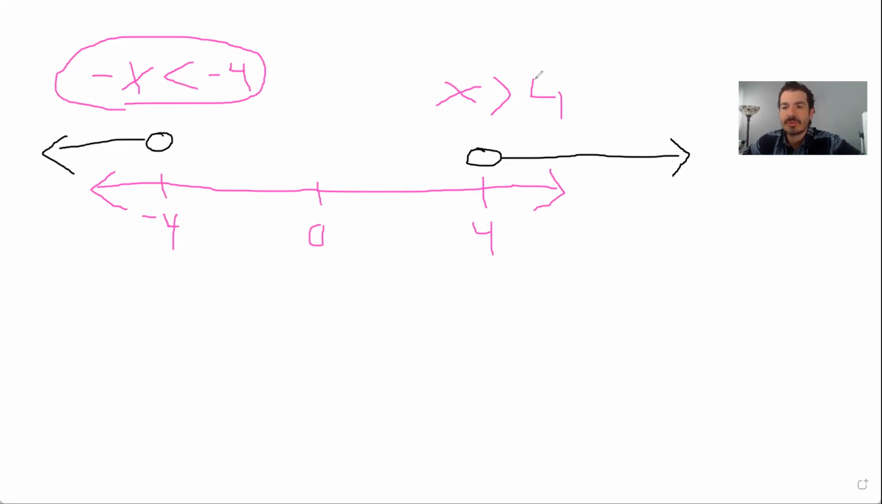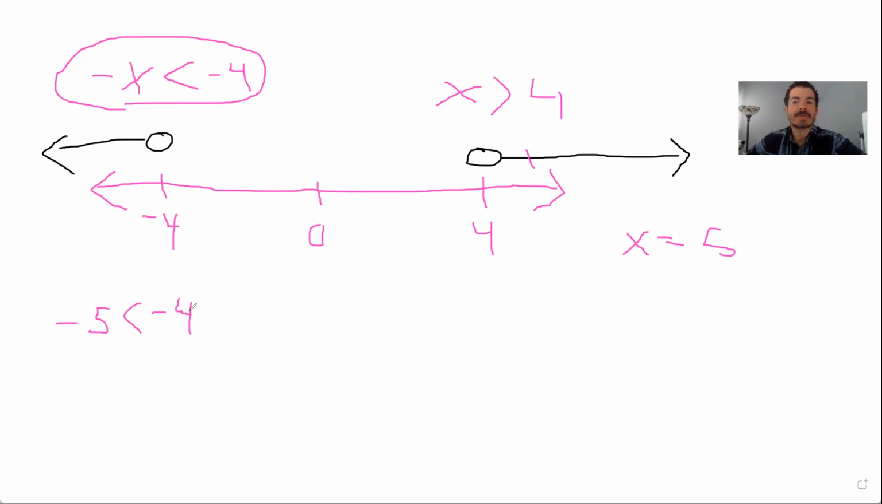If this statement is true, then anything for which this statement is true, this statement also must be true. So this would say that x can be 5, because 5 is greater than 4. It falls in the set of values for which x is greater than 4. Does it fall on this value? Well, if I plug in 5 here, I'm left with -5 is less than -4. Is that a true statement?